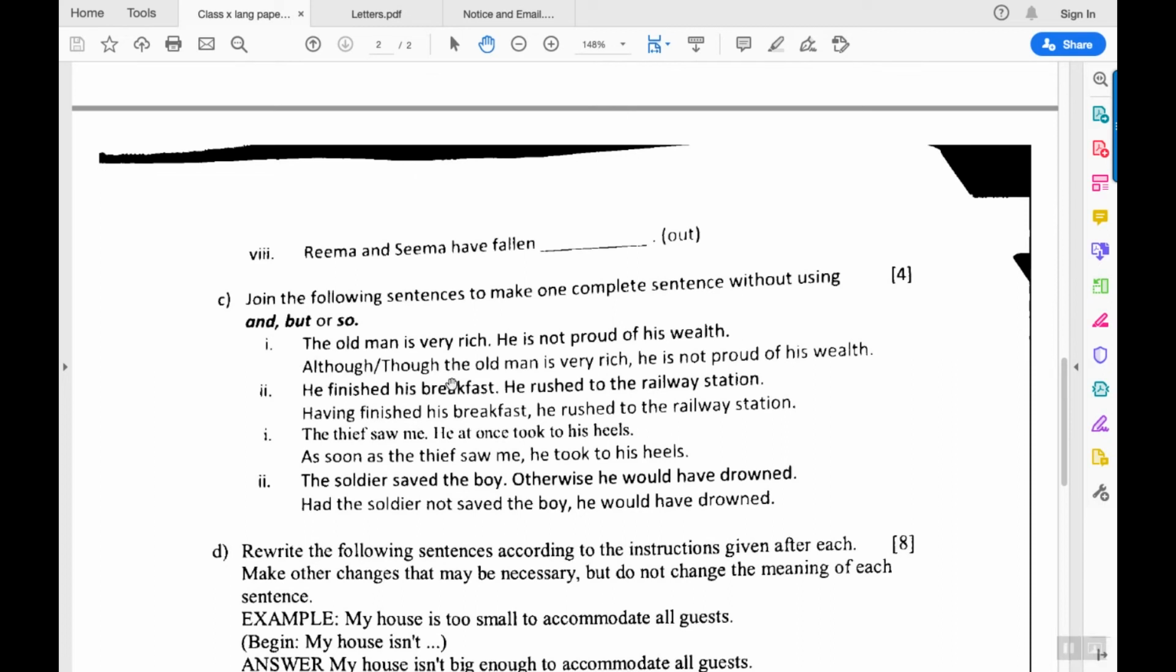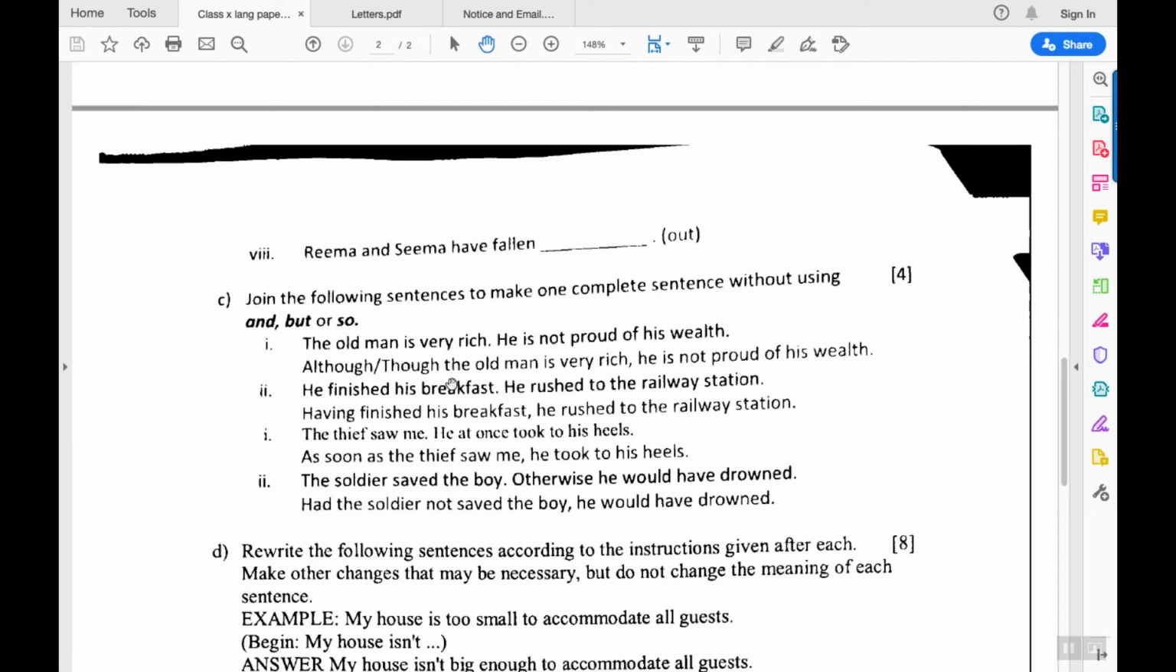Coming to the synthesis sentences, which you are supposed to join without using and, but, or so. The old man is very rich. He is not proud of his wealth. Answer would be: Though the old man is very rich, comma, he is not proud of his wealth. Now, in any of these grammatical sentences, remember to put comma where it is required and always mention a full stop when the sentence ends.